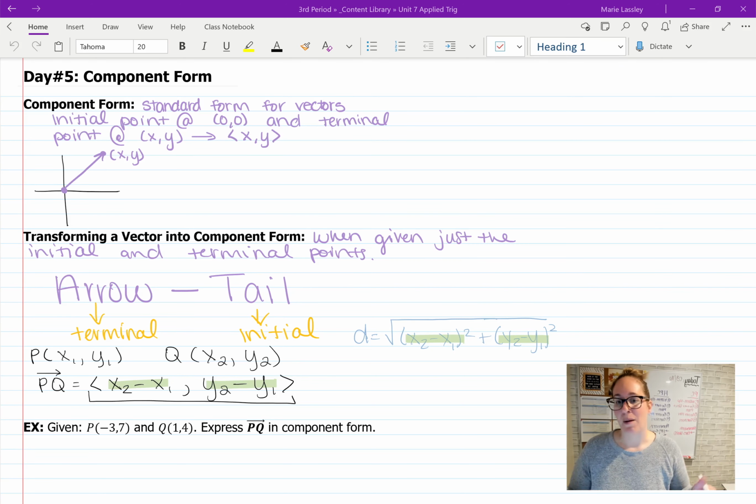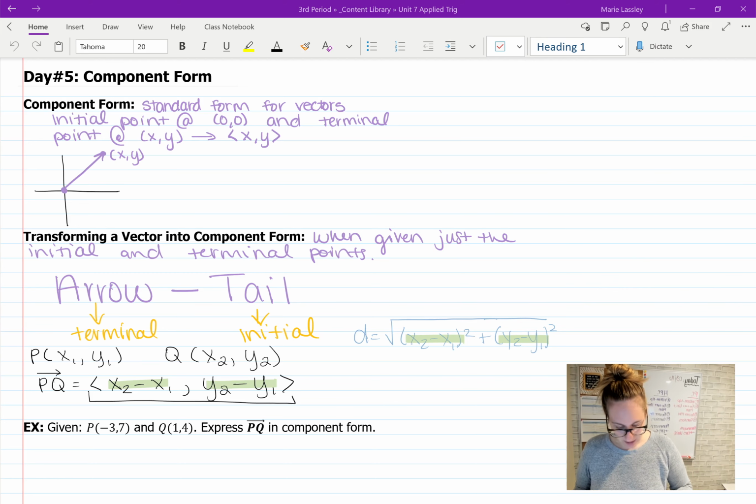All right, main thing you need to remember is it's the arrow piece, or the terminal point, minus the tail, or the initial point. So terminal minus initial, or if you're thinking of it more visually, arrow minus tail.